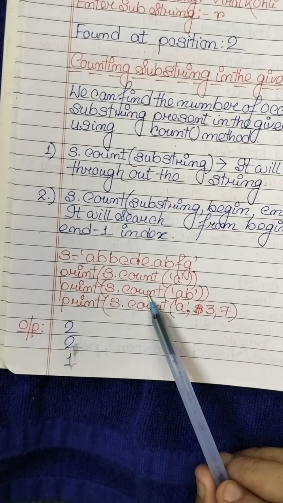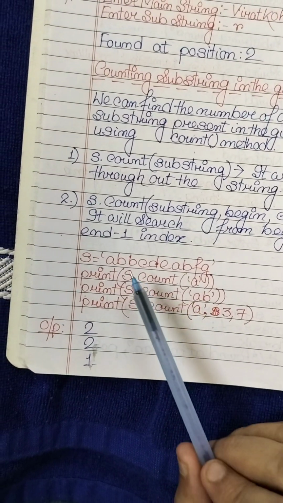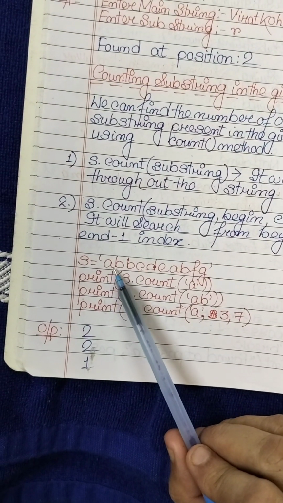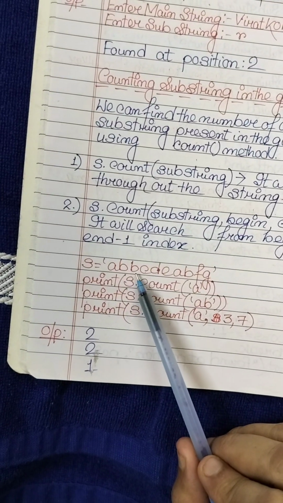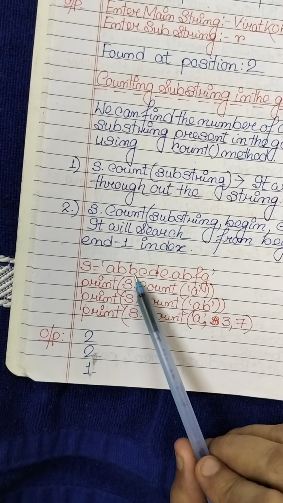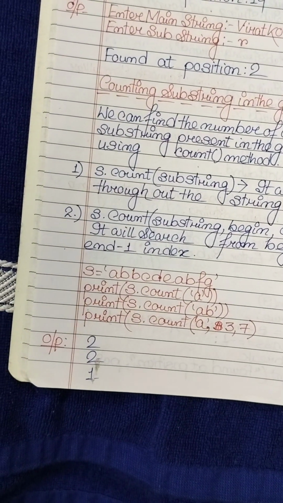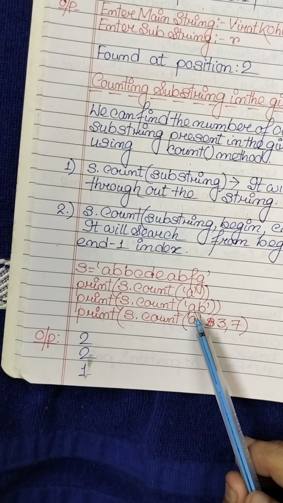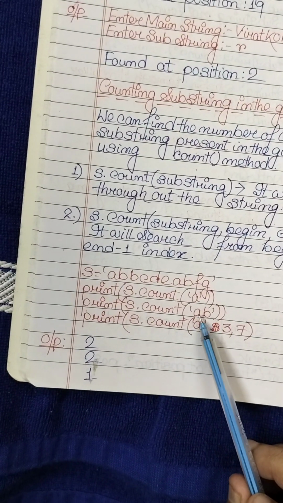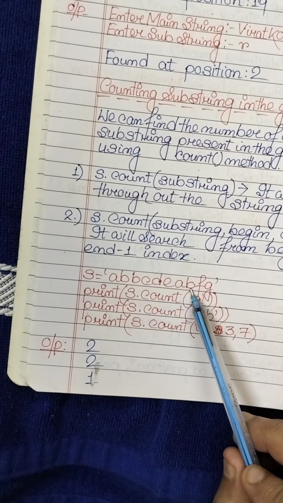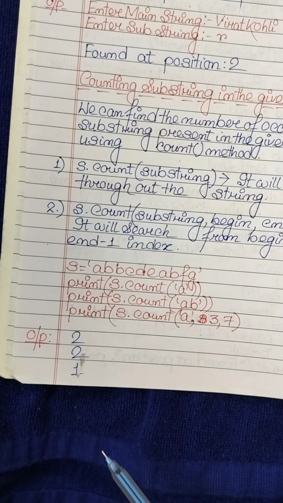Print s.count('ab'), a and b both. Here a, b is present. This b is not counted because this is a single b, not a, b. I have written in the search string or the substring a with b, and here the a, b. There are 2 a, b present. The output is 2.